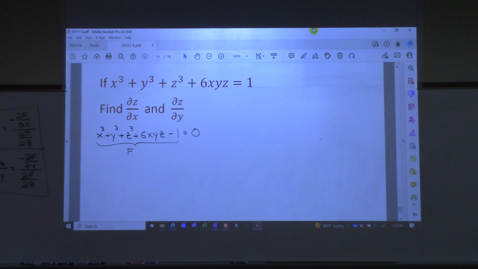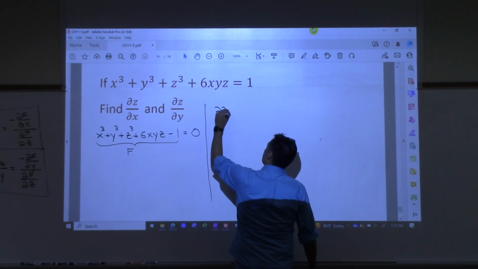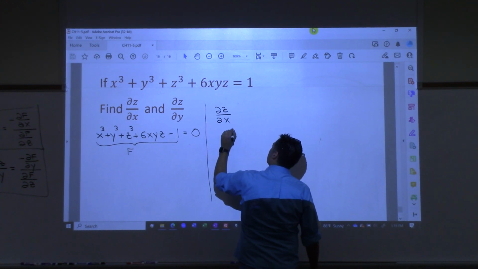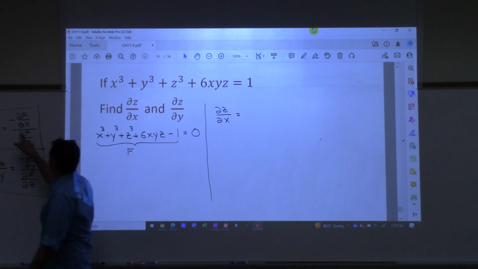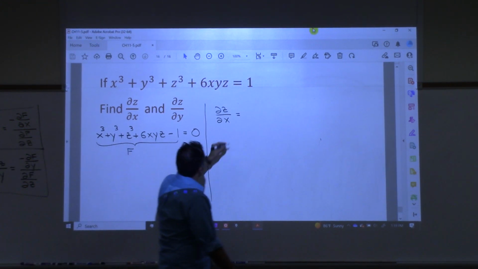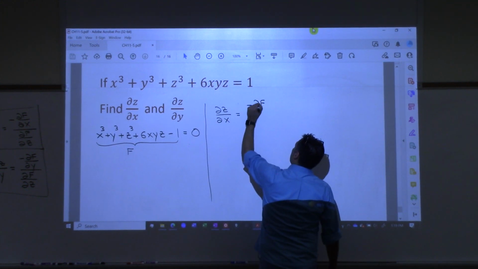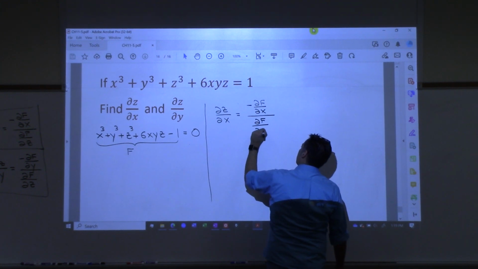And then I'm going to take some partial derivatives. I'm going to do these right here. So let's find first the partial of z with respect to x. According to the formula, I need these two things, and then divide. So negative partial f with respect to x divided by partial f with respect to z.